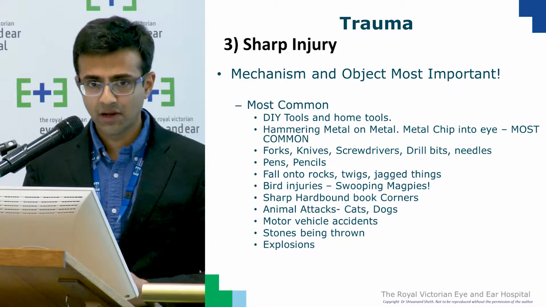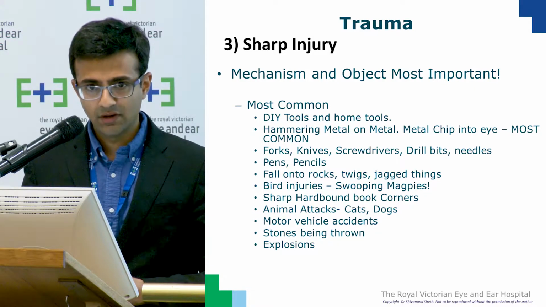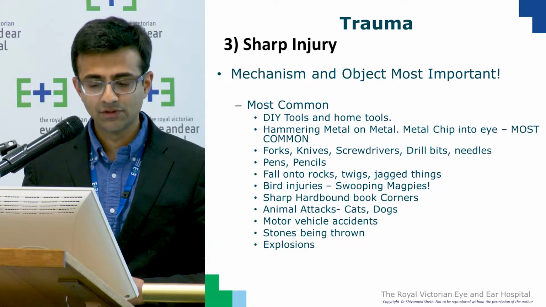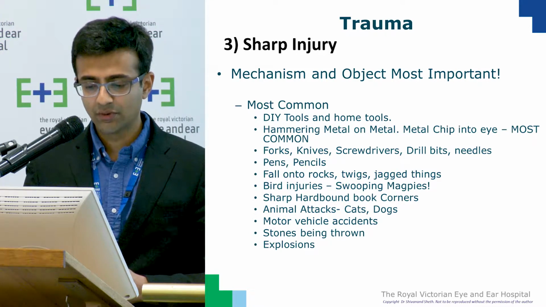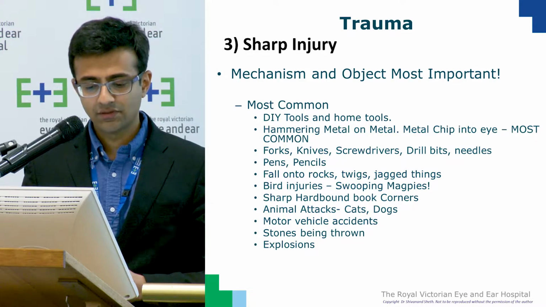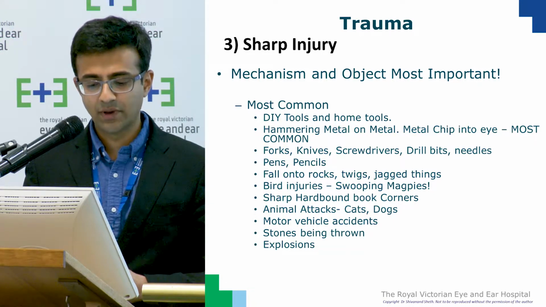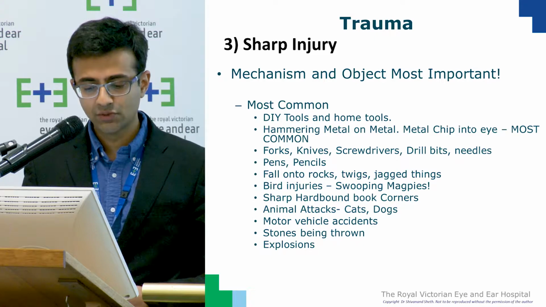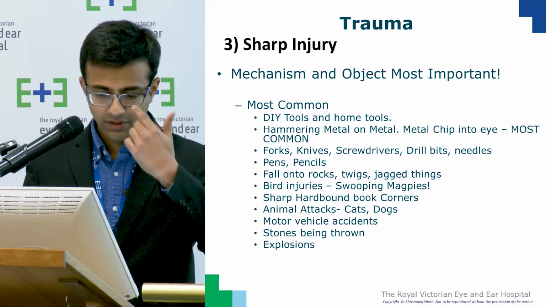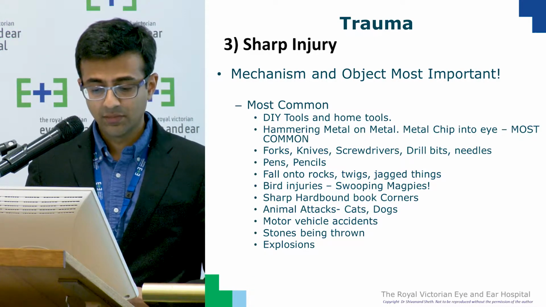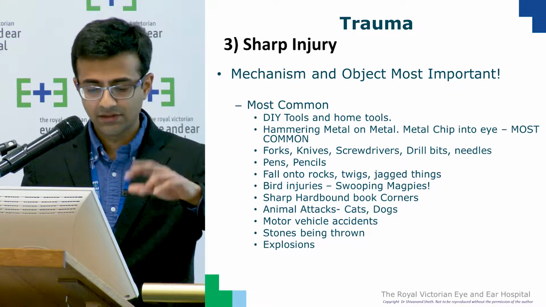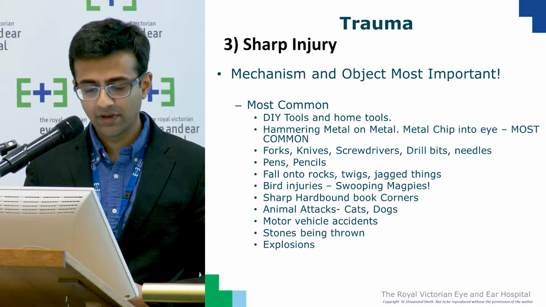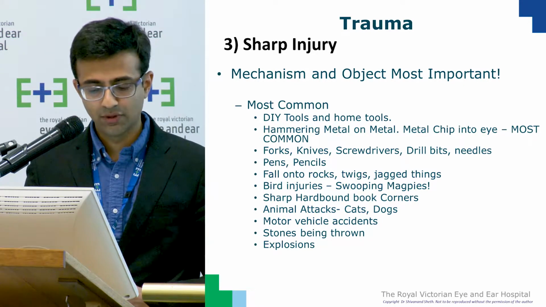Last part of the talk is sharp injury. So most common objects are do-it-yourself tools, home tools, hammering metal on metal. Most common is a metal chip going into the eye. But other sharp injuries: forks, knives, screwdrivers, drill bits, needles, pens, pencils, falls into sharp rocks or twigs, bird injuries, hard-bound book covers. I've seen 3 of those. Cat scratches, dog bites, quite common, motor vehicle accidents, stones being thrown, and explosions.